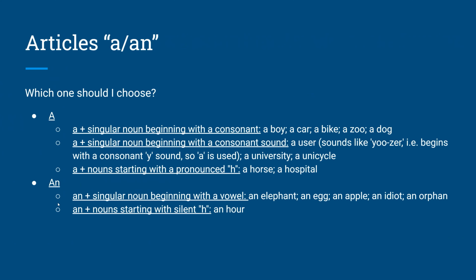Now for an, we have an preceding singular nouns beginning with a vowel. So an elephant, an egg, an apple, an orphan. An plus nouns starting with a silent H. So you would use an in front of a word like hour. However, since in English we pronounce the H in hospital, you still have a hospital.